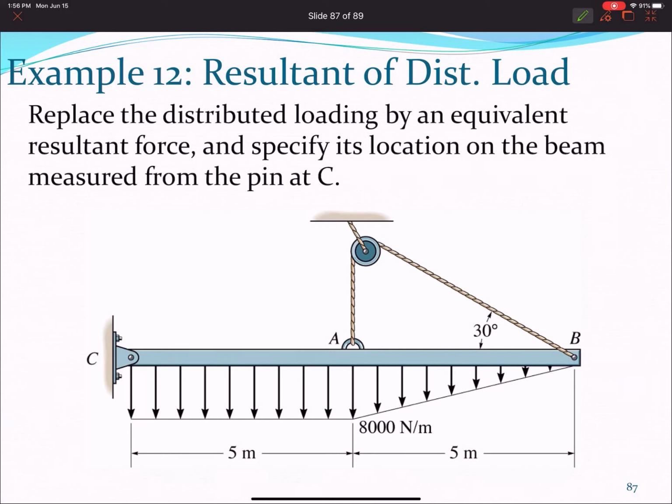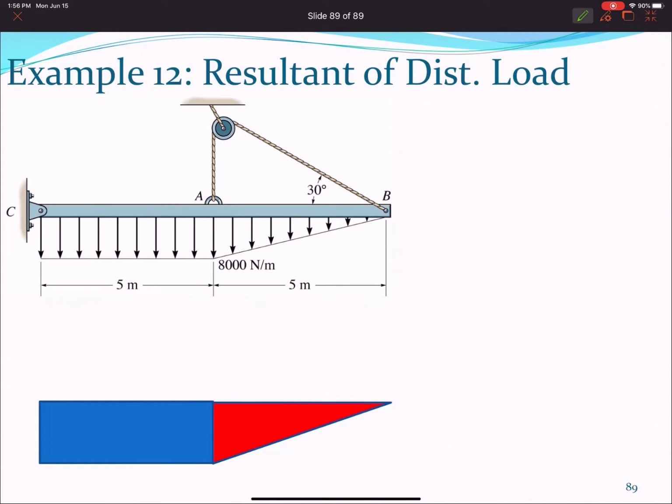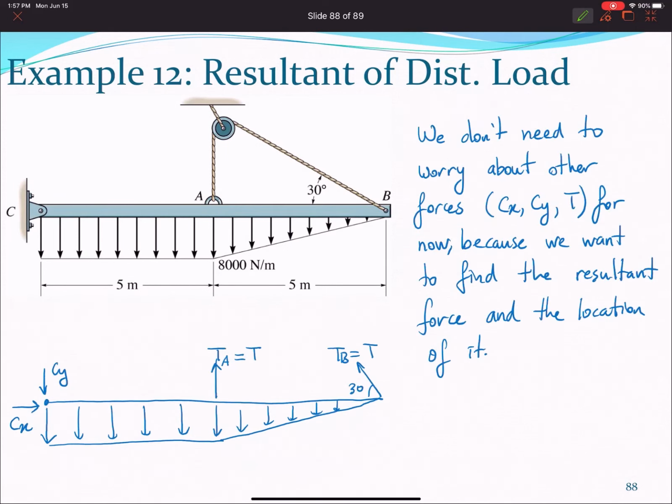What about this one? Example 12 gives me another system. It's complex, but you don't have to worry about things that you don't have to worry about. We just have to replace this loading by an equivalent force, and we have to find the position of that equivalent force. I see two shapes, one rectangle and one triangle. And it says here I don't need to worry about any other force. We just have to find the resultant of this force.